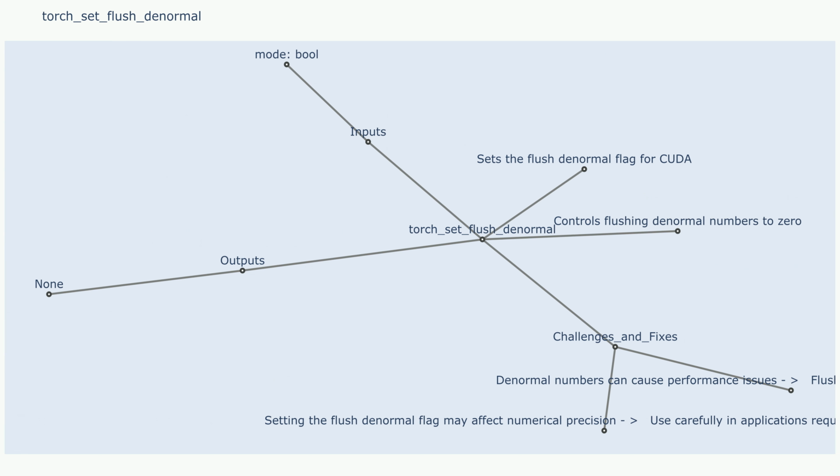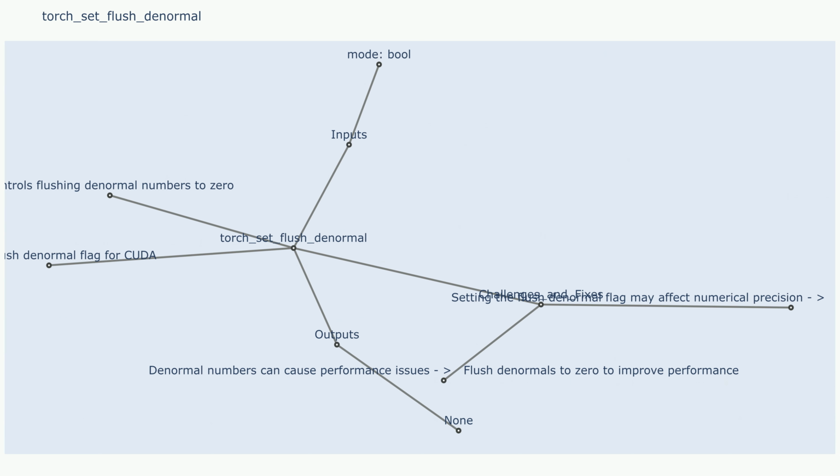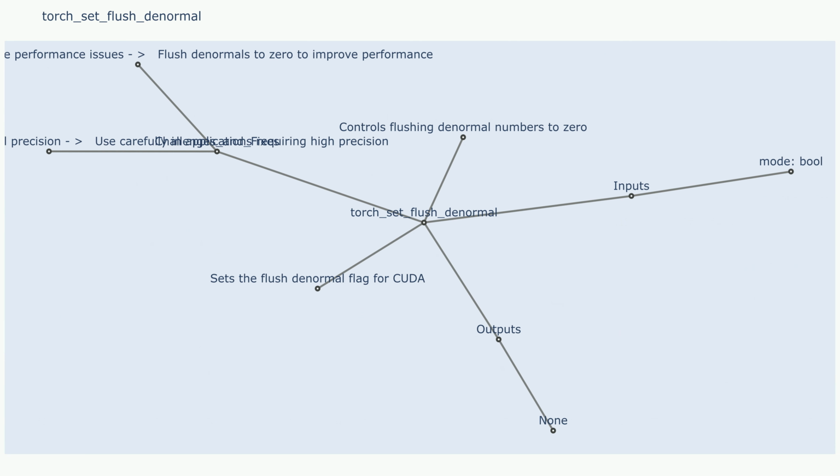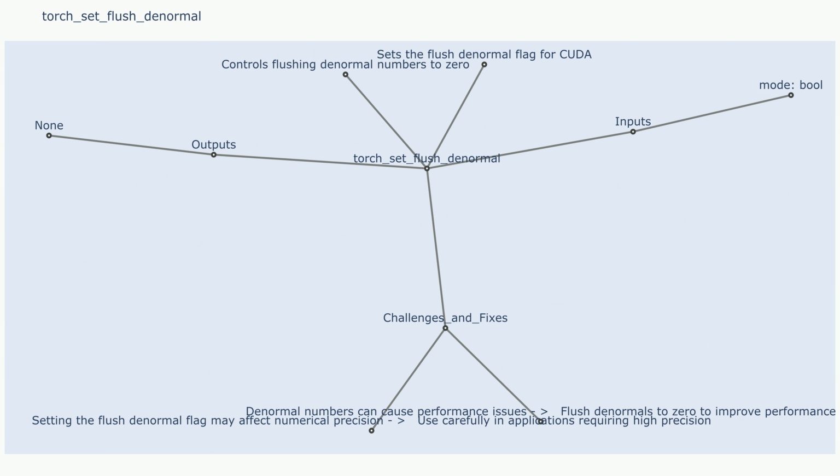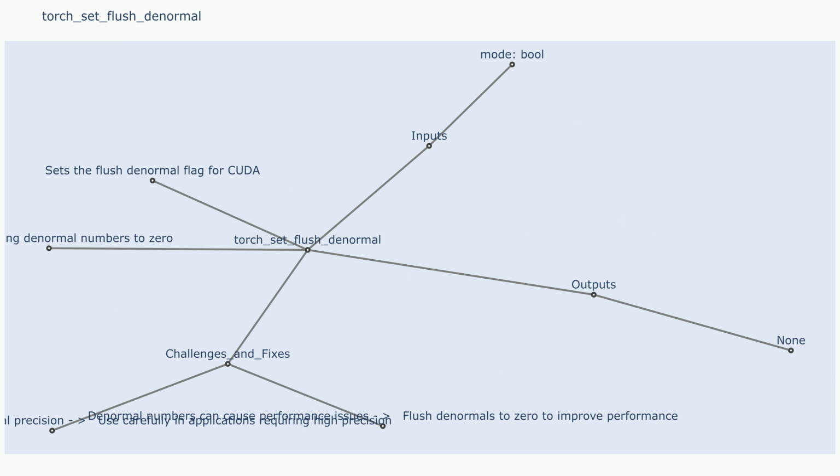Outputs: None. The function does not return any value. It directly modifies the global setting for flushing denormals. Steps: The function sets the global flag in PyTorch to determine whether denormalized numbers should be flushed to 0 during subsequent computations. When enabled, any denormalized floating point numbers encountered during computations will be automatically set to 0.